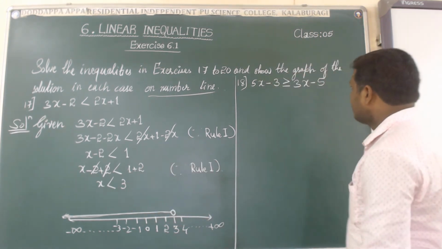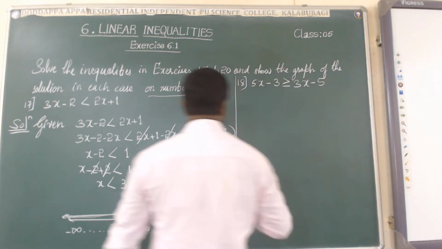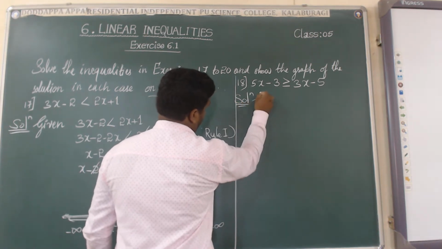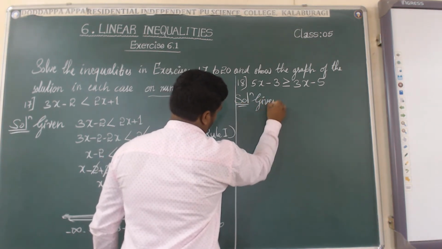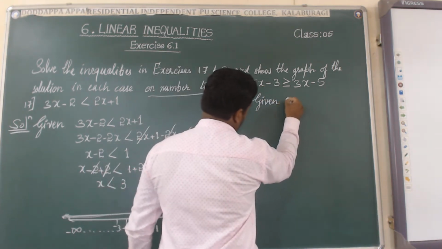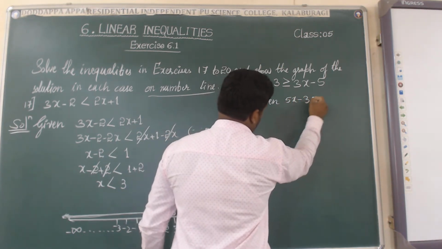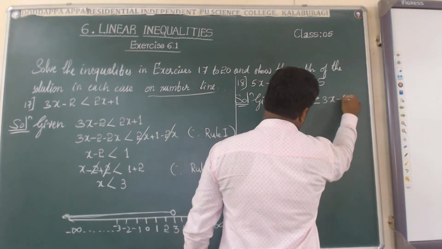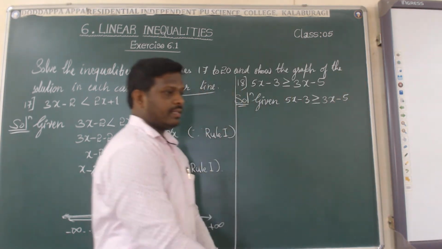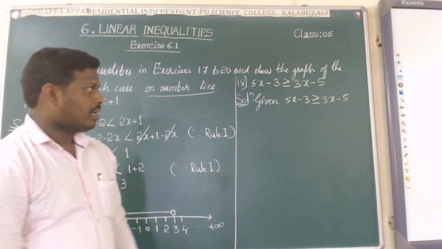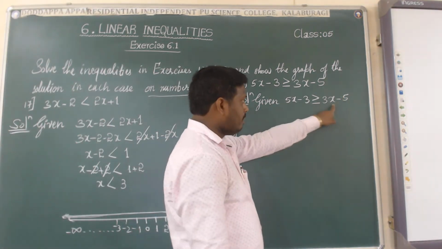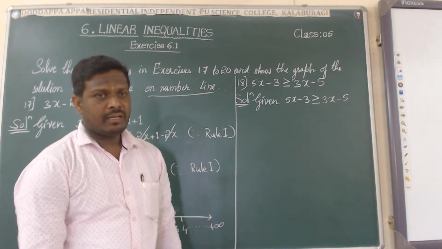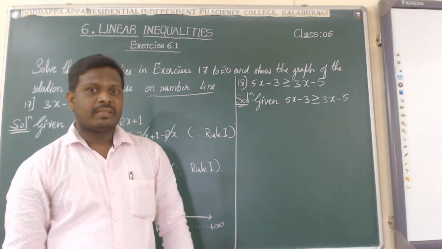So come to the solution of 18th one. I am writing in solution, given. I will write given as usual: 5x minus 3 is more than or equal to 3x minus 5. This is the given question. I wish to remove the plus 3x from RHS. So what we do here, we have to subtract both sides by 3x.